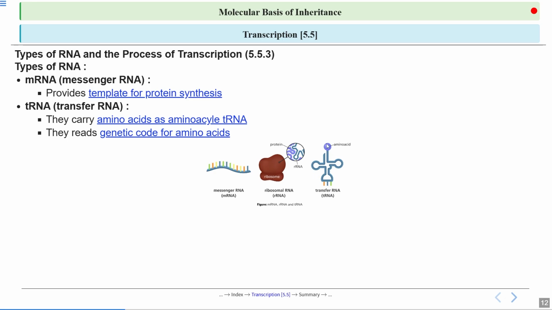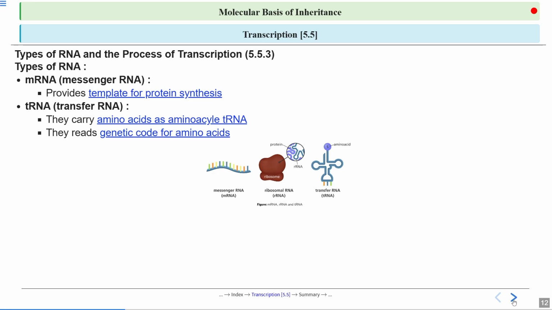This tRNA is going to bring this amino acid to the ribosome. Because why? Because we know that the ribosome is the site of protein synthesis. So now this amino acid will come to the ribosome, and they will read the genetic code and make the protein. We know that a chain of amino acids is what we call protein. And this is the messenger RNA, which provides the template for protein synthesis.